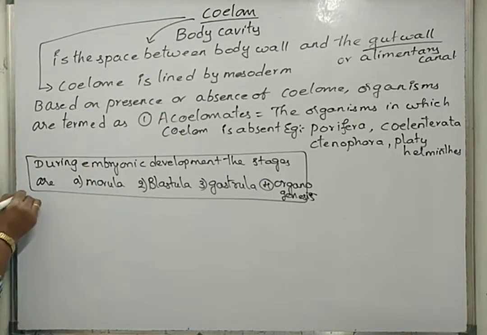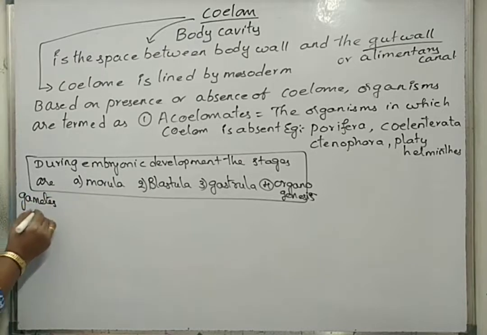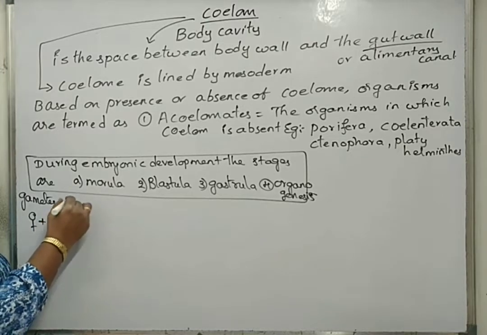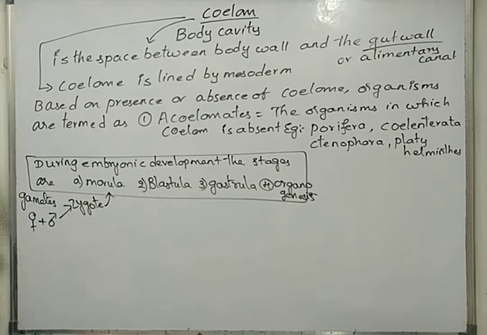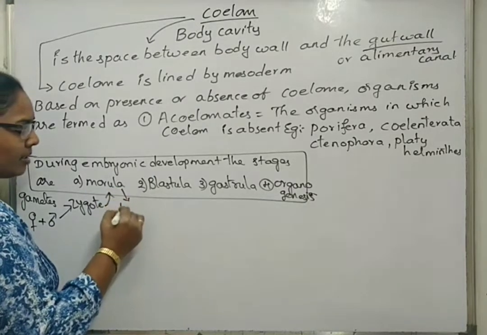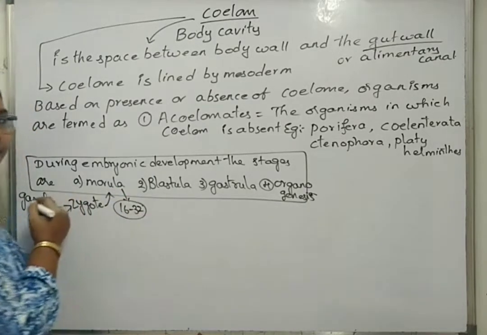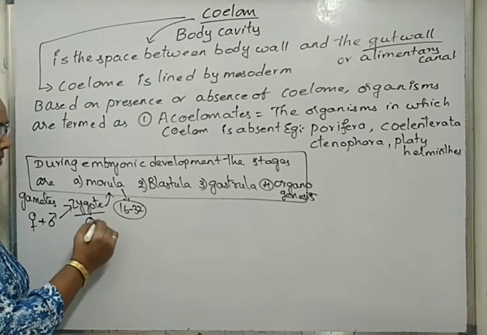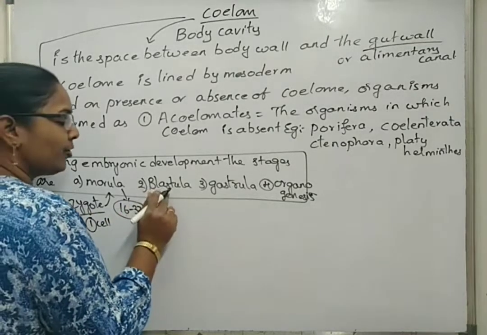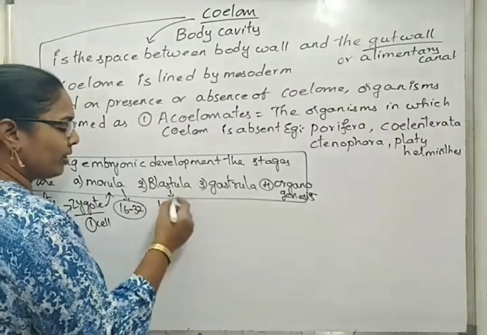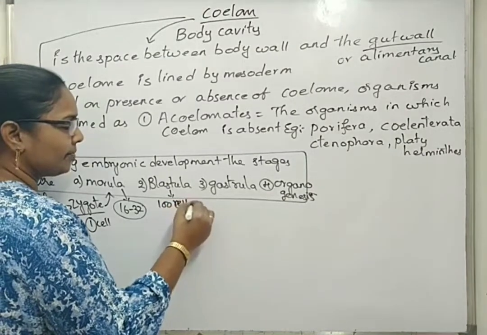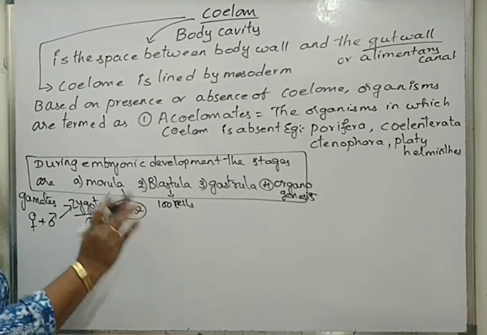Before this, we see gametes which are fused, female gamete plus male gamete. When they are fused, they lead to the formation of zygote. Zygote leads to the formation of 8 cell, next 16 cell, next 32 cell, etc. By the time of morula, we see 16 to 32 cells. In the zygote, we see only 1 cell. In the blastula, the total number of cells increases to 100 or more. In such a way, the stages proceed.